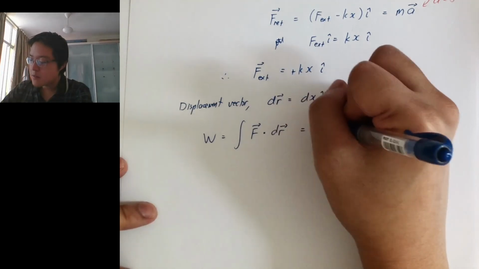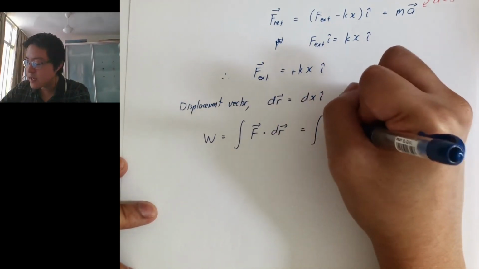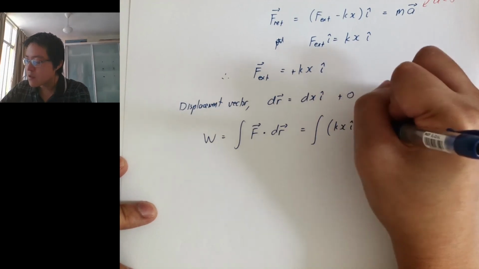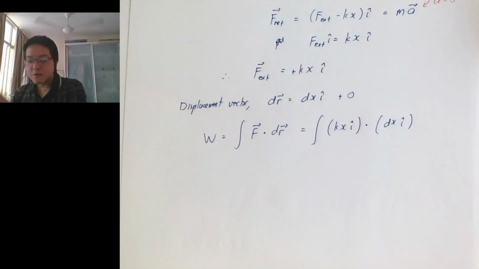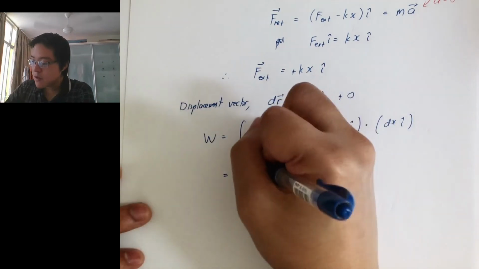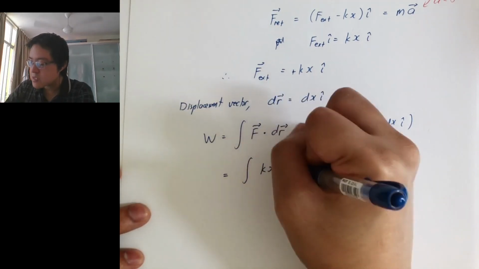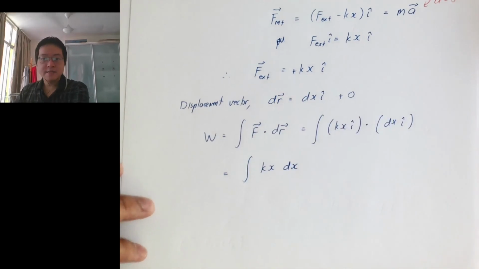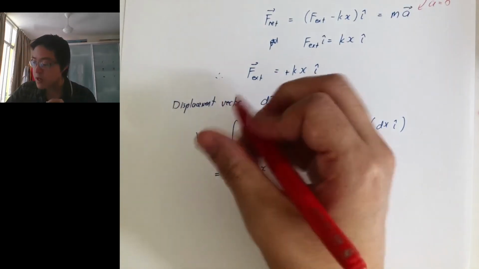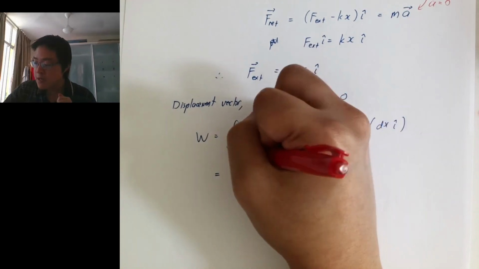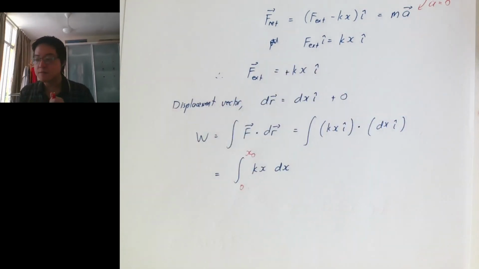So my F dot dr is kx i, dot product with my dr, which is just dx i. The dot product i dot i will just become 1. So all I need to do is integrate kx with respect to dx. According to the question, I need to put in my initial and final position. My initial position is at equilibrium point 0. My final position is at some position x naught.